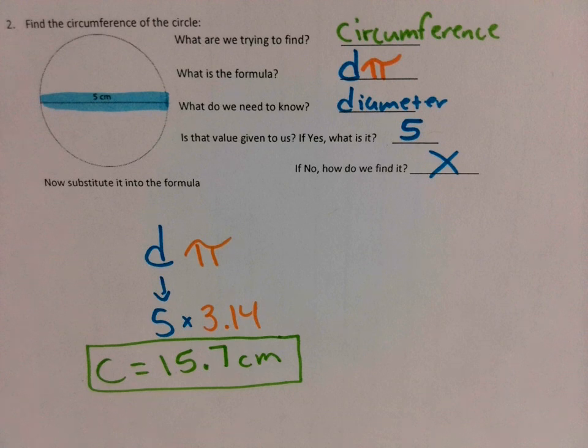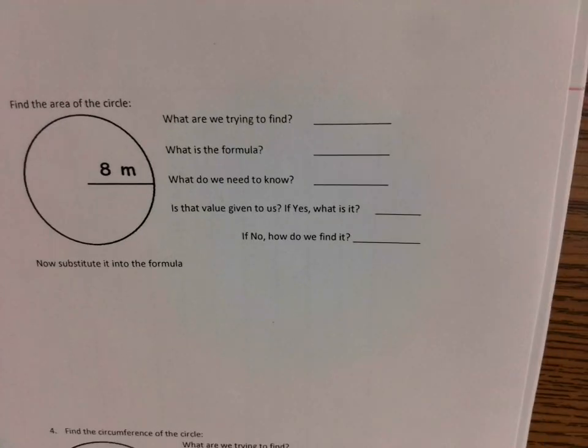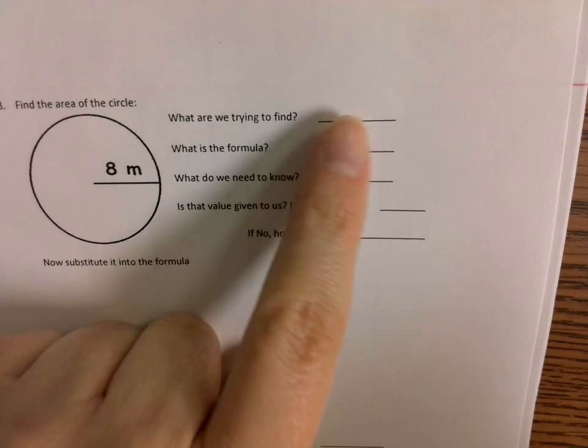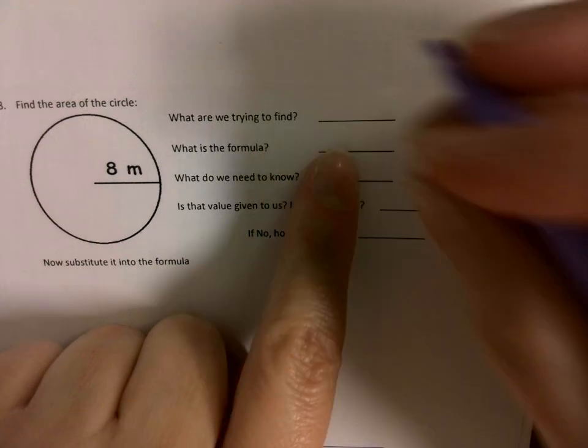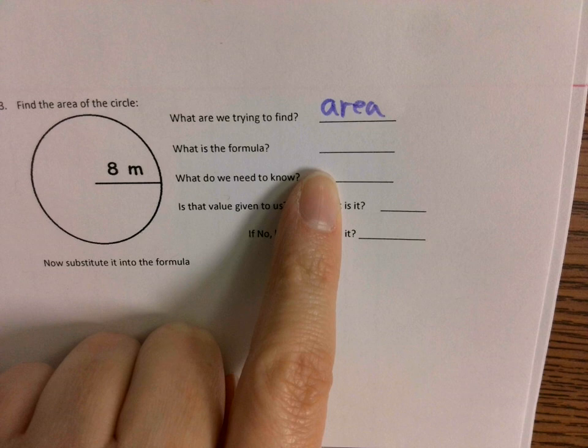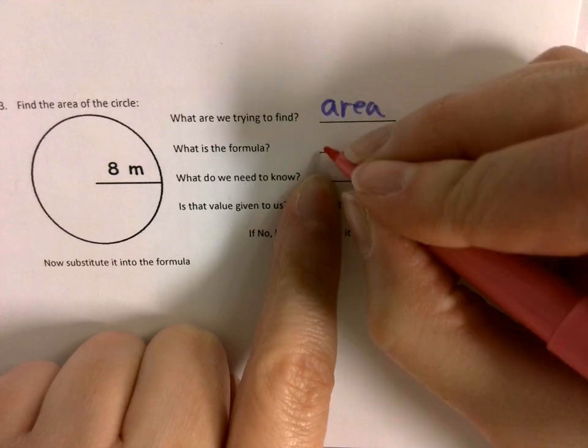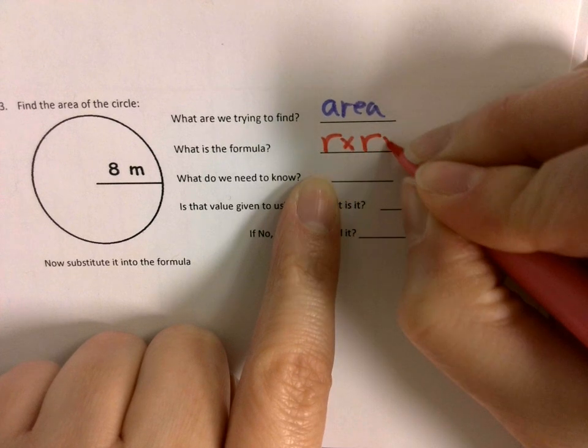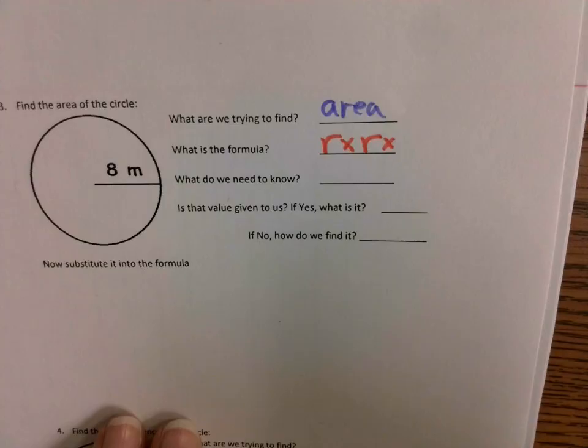Okay, let's take a look at problem number 3. For problem number 3, find the area of the given circle. So what is it that we're trying to find? The area. So we're going to write area in here. What is the formula for area? R squared times pi. Okay, R squared times pi.